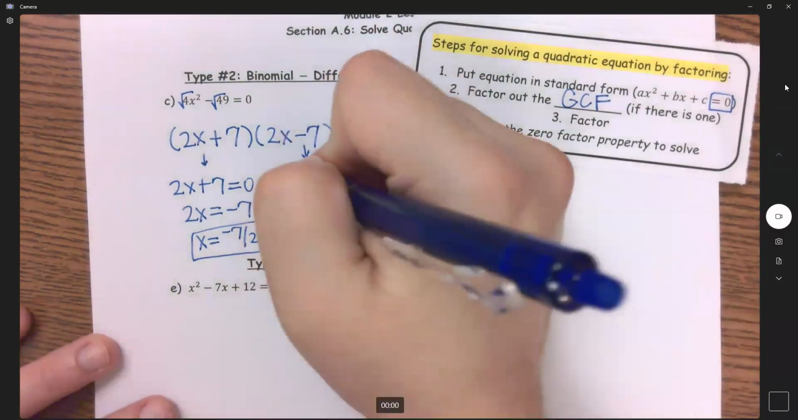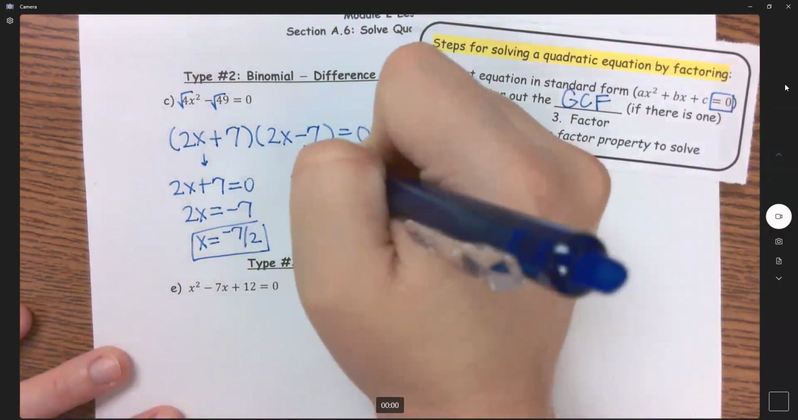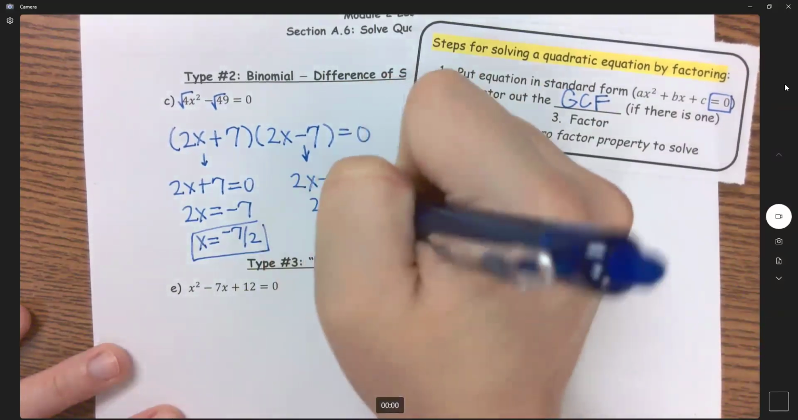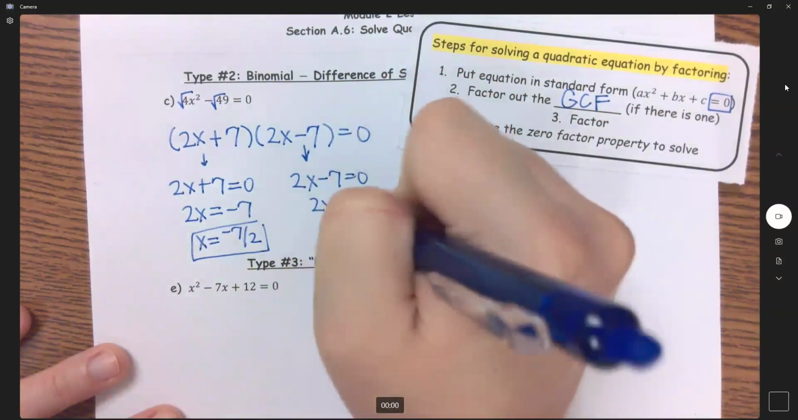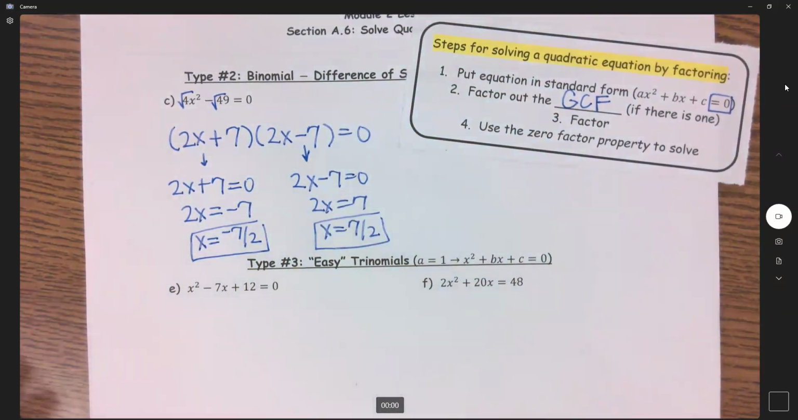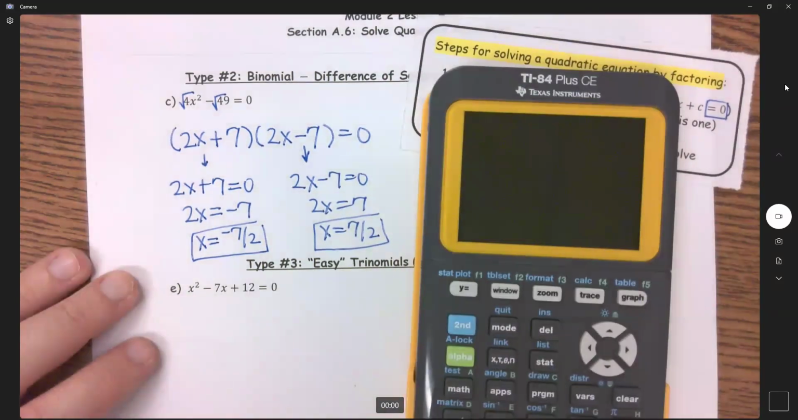Do the same thing with this one. We have 2x minus 7 equals 0. We'll add 7 over and then divide by 2. And we get positive 7 over 2. So let's graph it and see if we got our answer right.